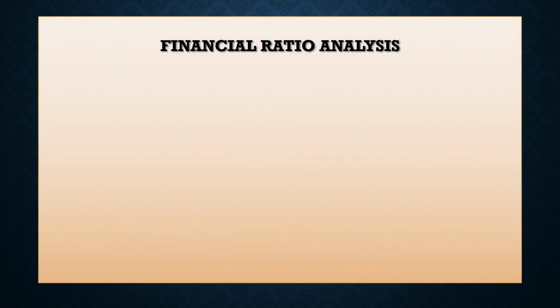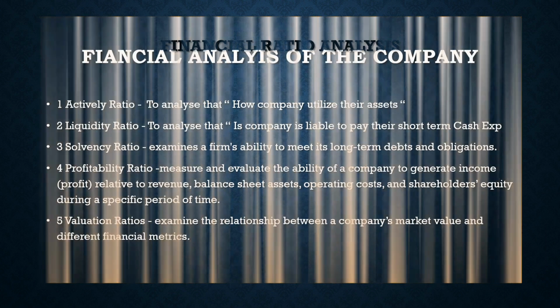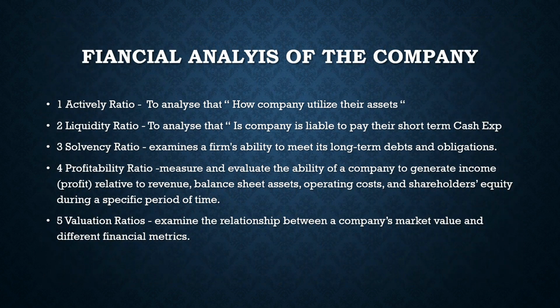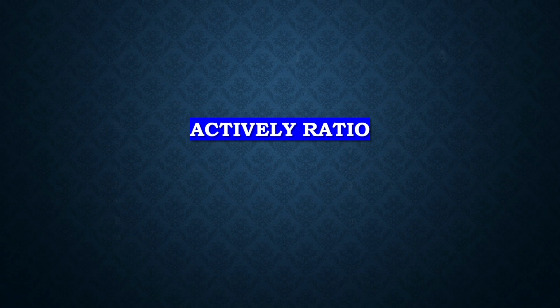We perform financial analysis of the company on the basis of a few ratios. What types of ratios are there? There are five types of ratio. On these ratios, we measure the financials of the company. Number one, activity ratio. Number two, liquidity ratio. Number three, solvency ratio. Number four, profitability ratio. And number five, valuation ratios. So guys, let's go. Activity ratio.